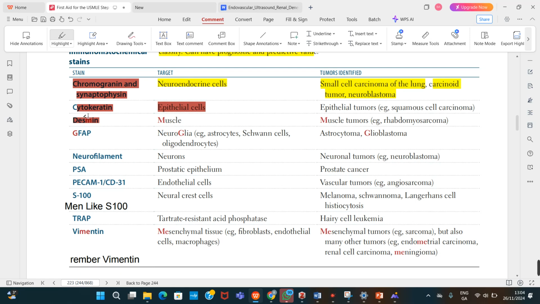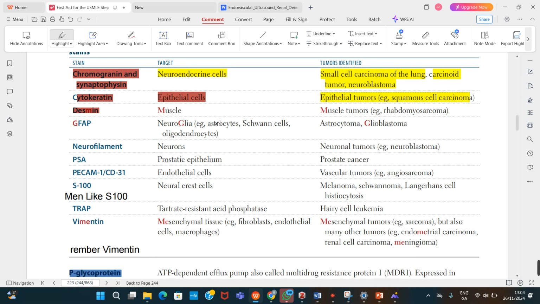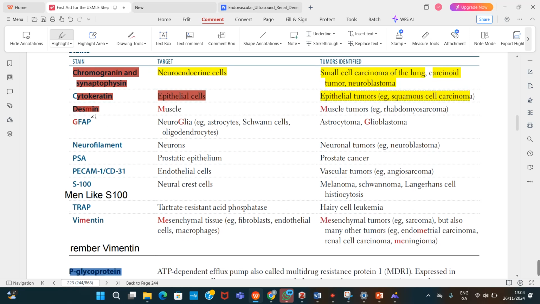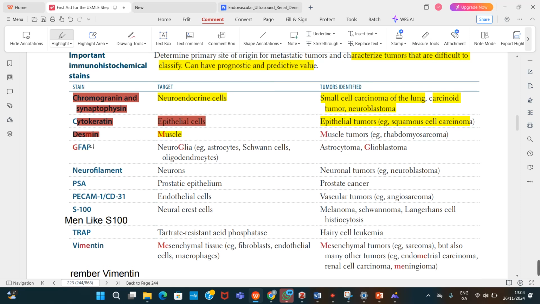Cytokeratin, from the word cyto, cell, and keratin, epithelium, lining. So epithelial cells take up cytokeratin stain, which includes epithelial cell tumors like small cell carcinoma of the skin. Desmin means muscle. The only cells that are going to pick up desmin stain are the muscle cells, so the muscle tumors like rhabdomyosarcoma.